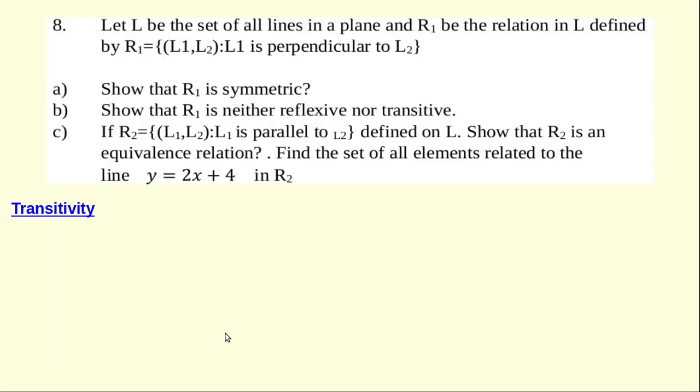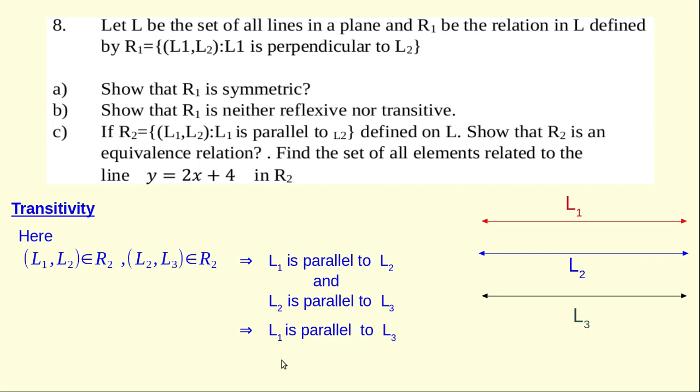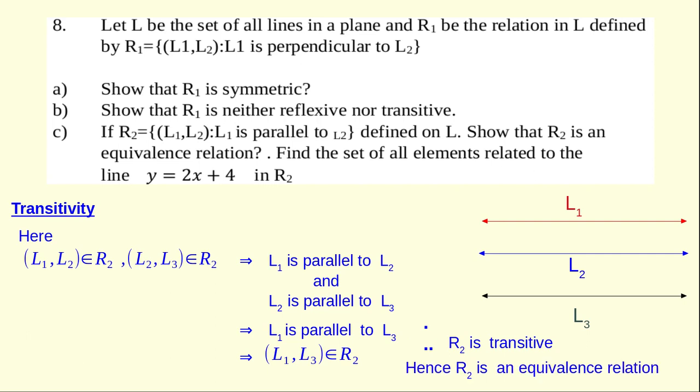Now discuss the transitivity. (L1, L2) in R2 and (L2, L3) in R2 implies L1 is parallel to L2 and L2 is parallel to L3. L1 is this, L2 is this, and L3 is this. Clearly, L1 is parallel to L3 also. Since L1 is parallel to L3, we can say (L1, L3) belongs to R2. That is the condition for transitivity. Hence, the relation is transitive also. We have proved that the relation parallelism is reflexive, symmetric, and transitive. Hence, it is an equivalence relation.